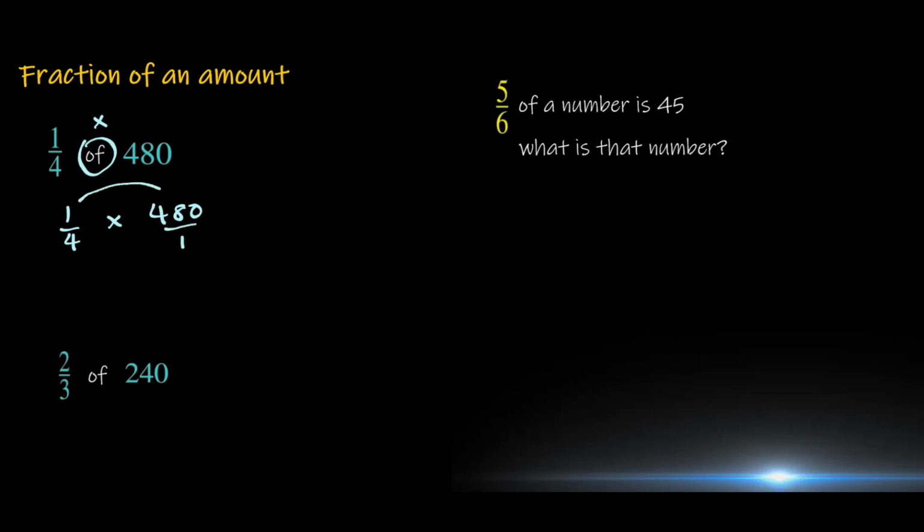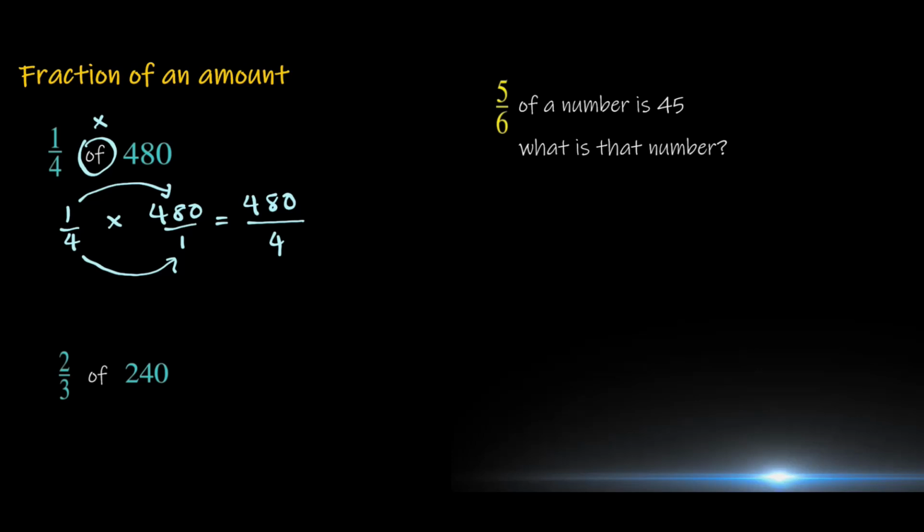I can multiply the numerators together as well as the denominators. 1 times 480 is 480, and 4 times 1 is 4. So now, I can either use a calculator to work out the solution, or I can cancel down.